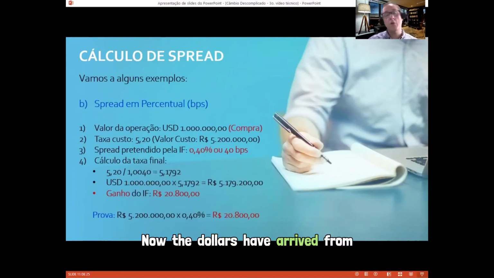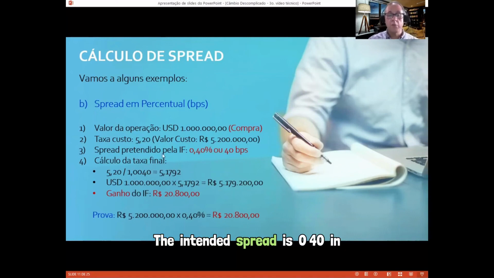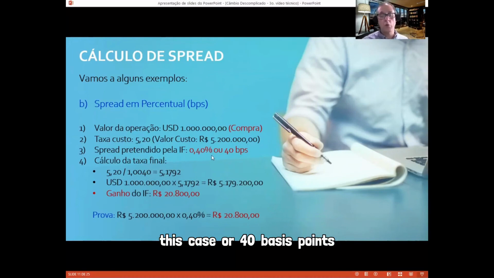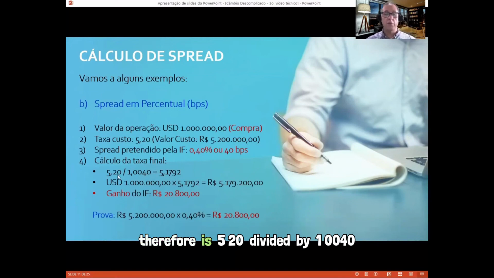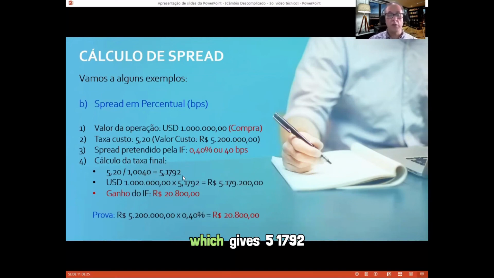Now the dollars have arrived from abroad. The bank notified you. Your company is going to close the exchange. The cost rate is also 5.20. Cost value is 5,200,000 for an amount of $1 million. The intended spread is 0.40 in this case, or 40 basis points. The calculation of the final rate, therefore, is 5.20 divided by 1.0040, which gives 5.1792. This is the rate for the client.